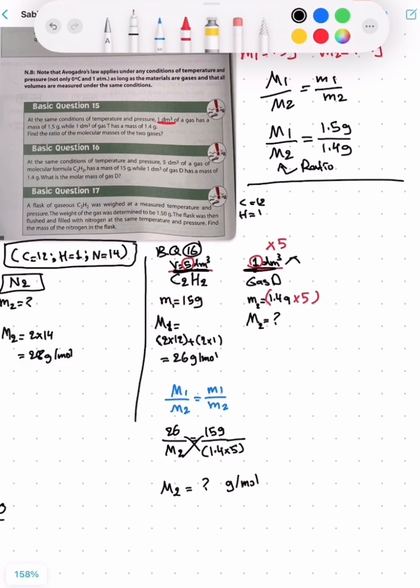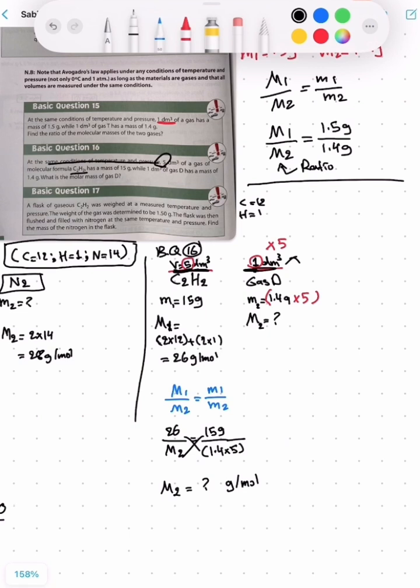So basic question number 16, again under the same conditions of temperature and pressure. Here we have 5 cubic decimeters of a gas, C2H2. So write it down, but be careful, we have 5 cubic decimeters. The mass M1 is 15 grams. While for 1 cubic decimeter, not 5, of a gas D, the mass is 1.4.